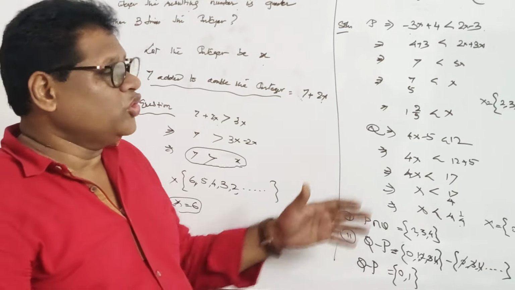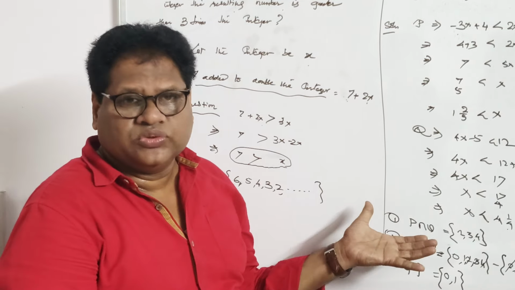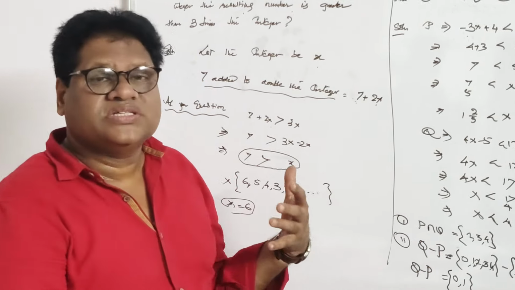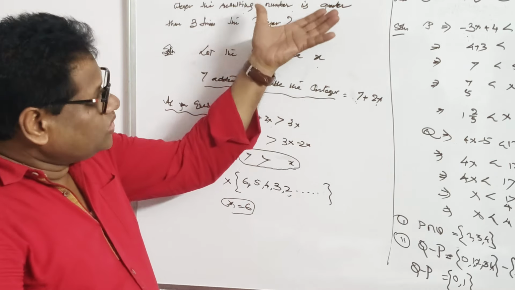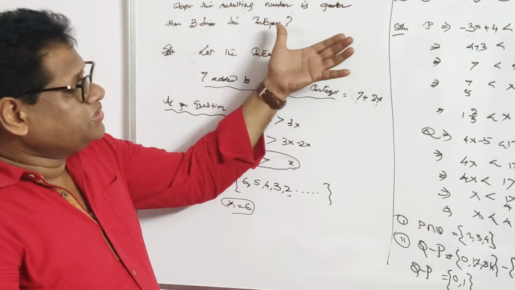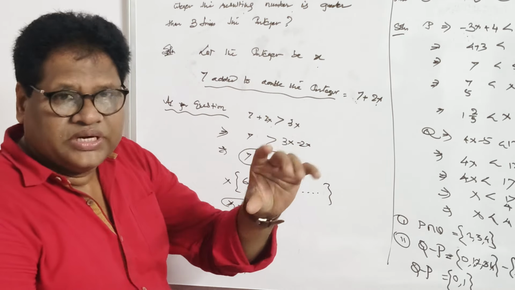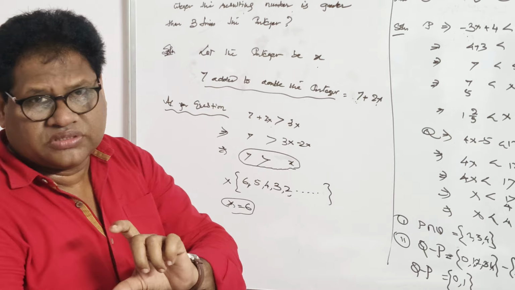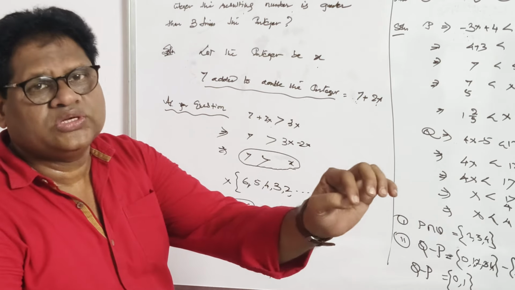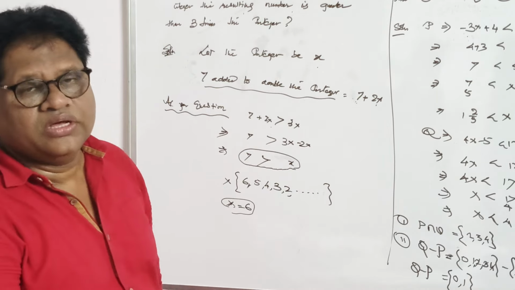I hope this chapter is very clear to all of you. The solving method is the same for natural numbers, whole numbers, real numbers and integers. The plotting is only different. It is continuous plotting for real numbers and in terms of dots for natural numbers, whole numbers and integers.